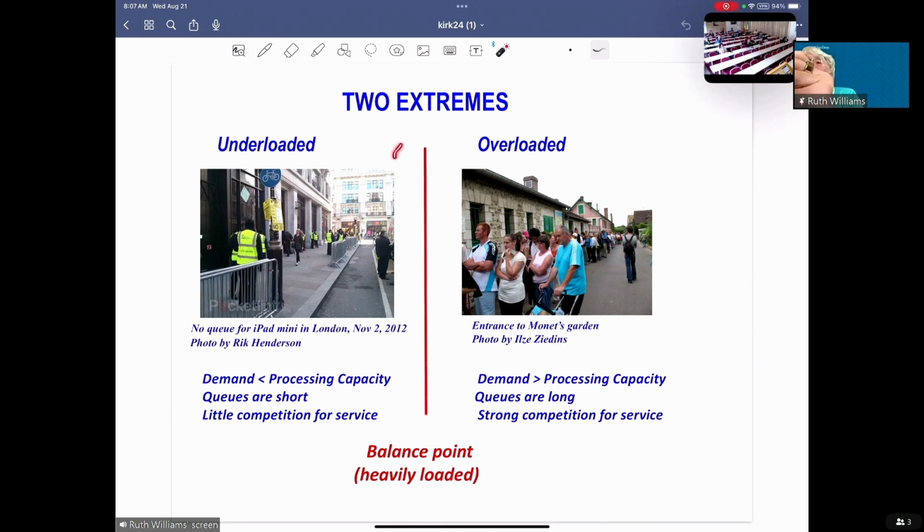Now, in between, there's kind of a sweet spot, which I'll call the balance point. Sometimes people say that things are heavily loaded or in heavy traffic, where the average demand is roughly equal to the processing capacity. And this is a place where system managers like to position systems because it typically means that there's not much idleness in the system or not much unused capacity.